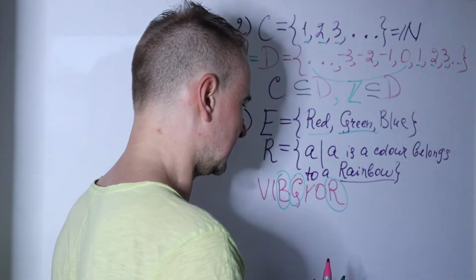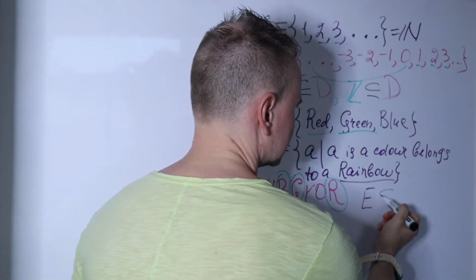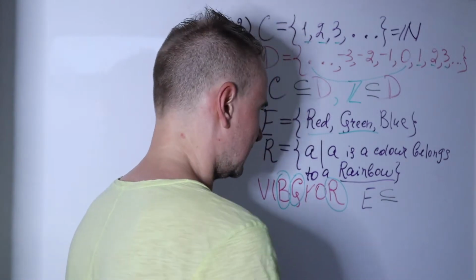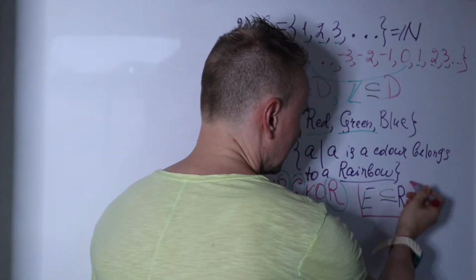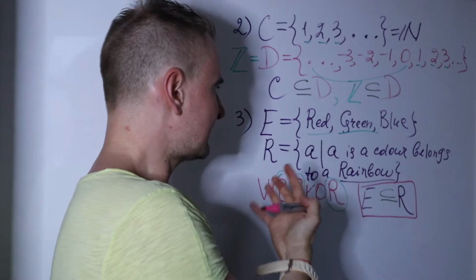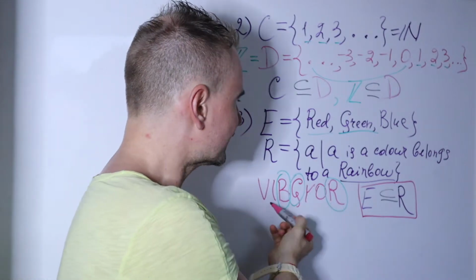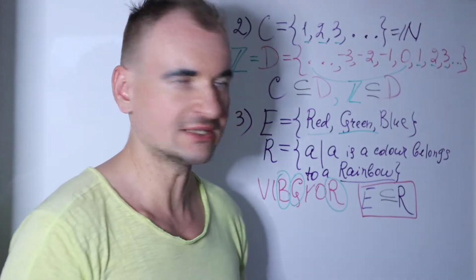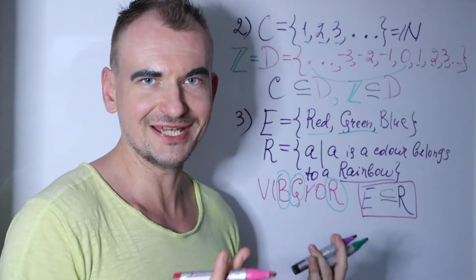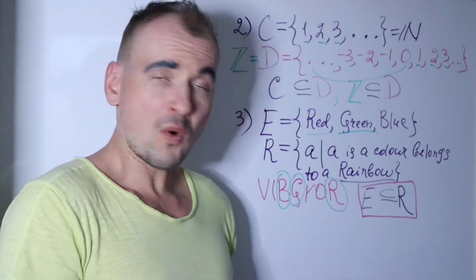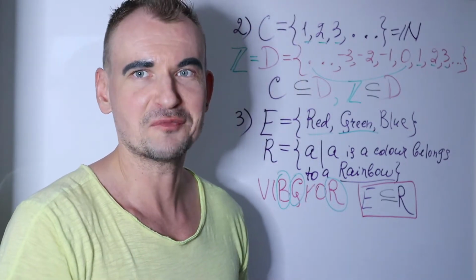So we could write it down: E is a subset of set R. Since these colors are in a rainbow, and these letters in this sequence in the mnemonic acronym VIBGYOR, I don't know how to read it, give you the colors of a rainbow.